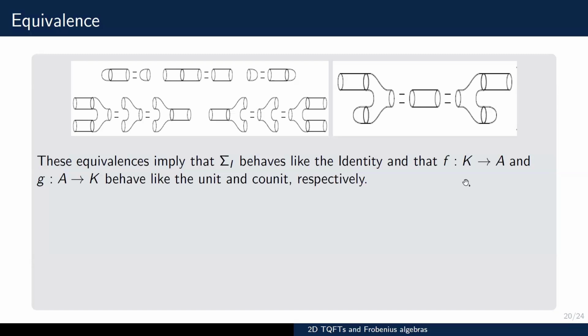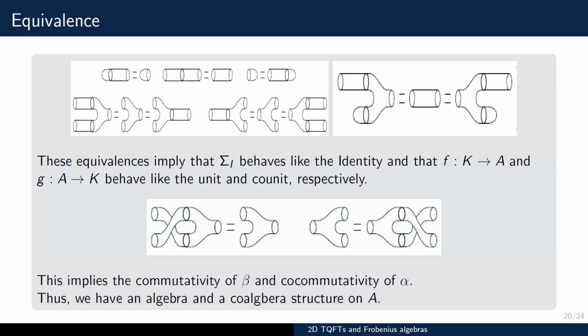Actually, I think I just messed up the labeling here. F should be G and G should be F. And finally, note that we define the twist map, which reverses the order. So in the Frobenius case, when we descend to the algebra case, it acts as the torsion map. So these equivalences give us the commutativity of the multiplication and the co-commutativity of the co-multiplication.